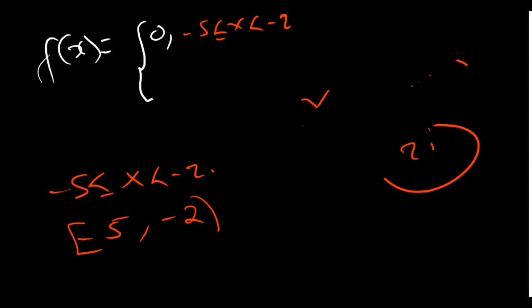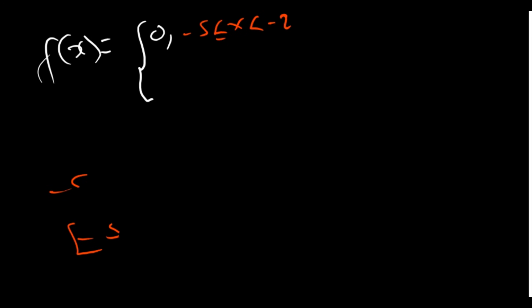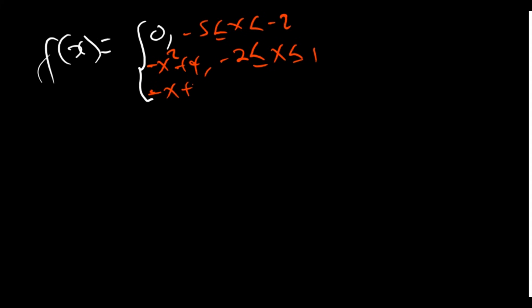So now what we're going to do here is the second one, let's say we have -x squared plus 4, comma, let's put -2 less than or equal to x, then x less than or equal to -1. So let's include both of them. Also here we have -x plus 3, comma, let's say 2 is less than x, then x is less than or equal to 5.